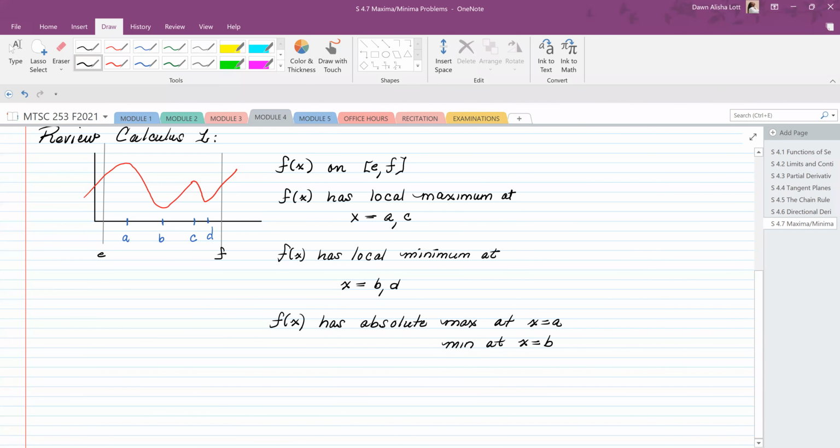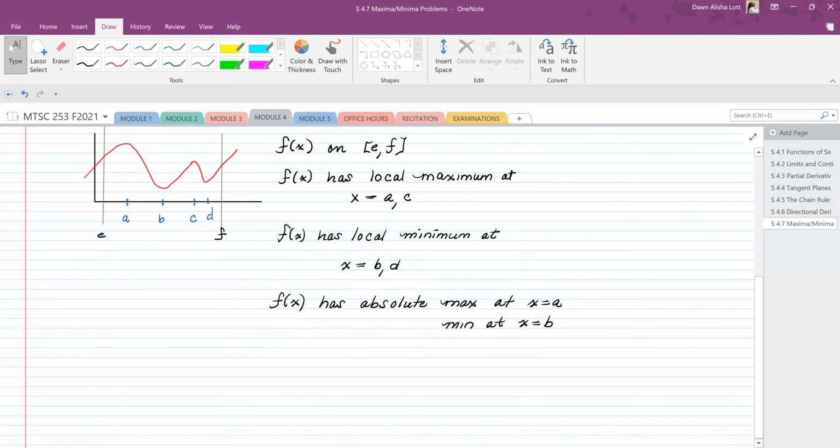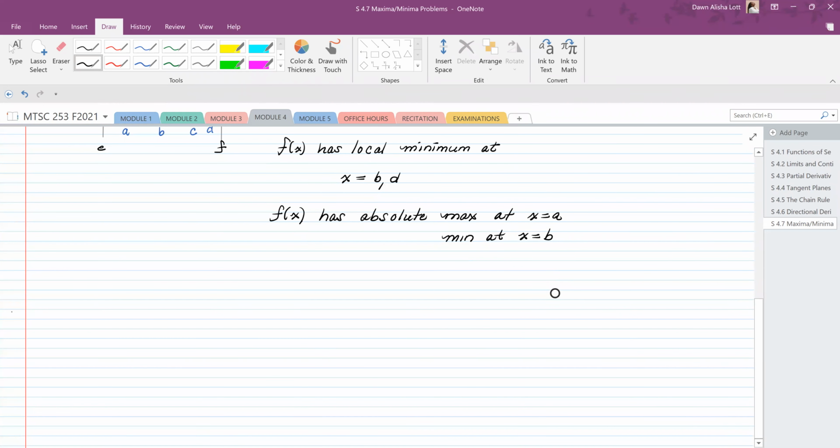It's so refreshing to work with somebody who remembers their older courses. Yay. Okay, so let's go to 3D. So now we're back to Calc 3.